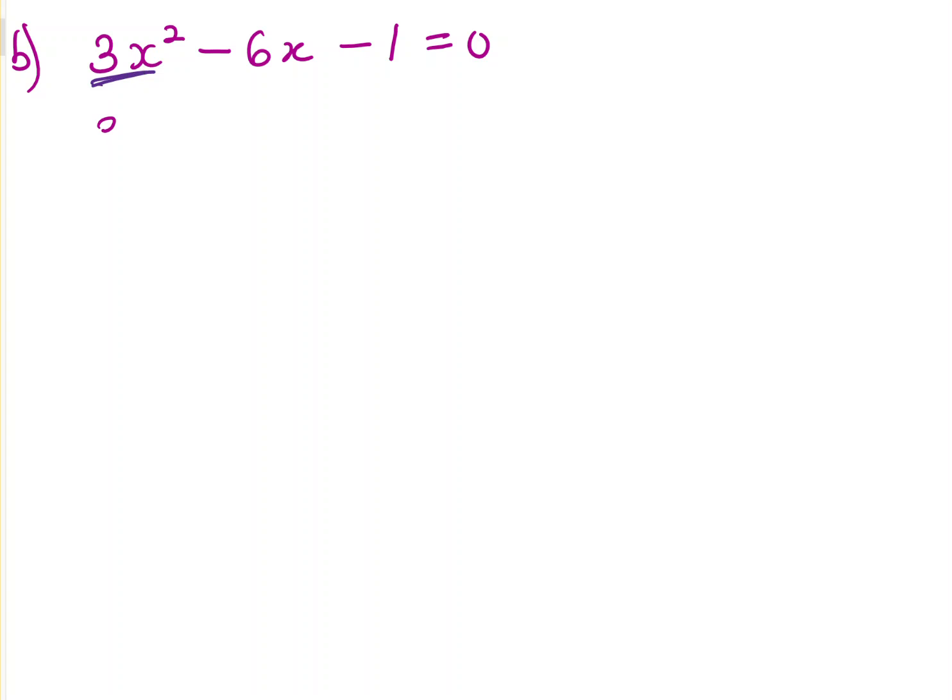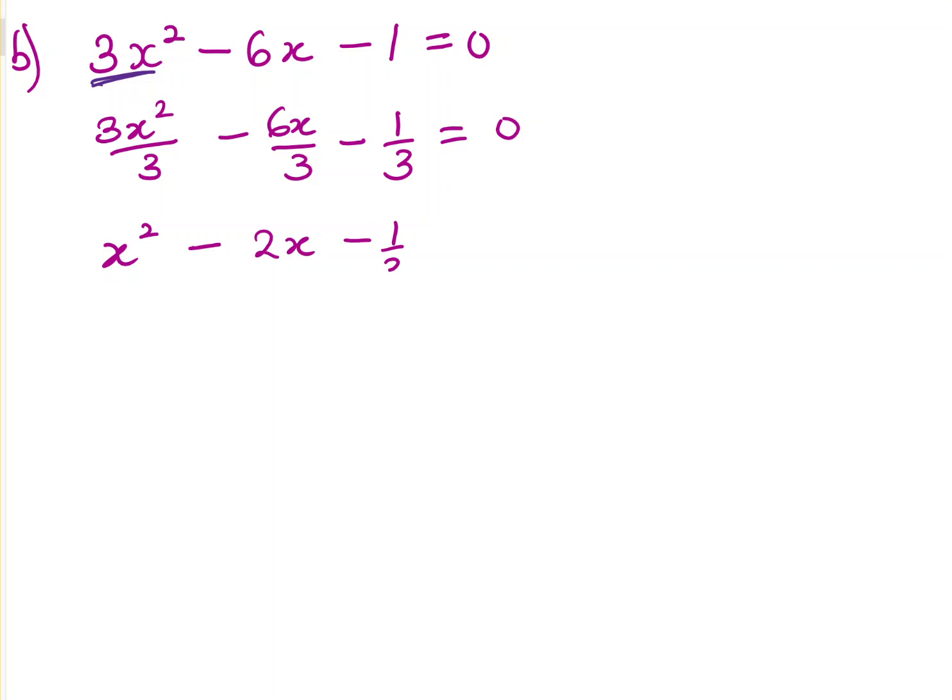So which means we can have 3x squared divided by 3 minus 6x divided by 3 minus 1 divided by 3 equals 0 divided by 3, which is 0. Now we have x squared minus 2x minus 1 by 3 equals 0. So now we can push this to the other side, and we have x squared minus 2x equals 1 divided by 3.